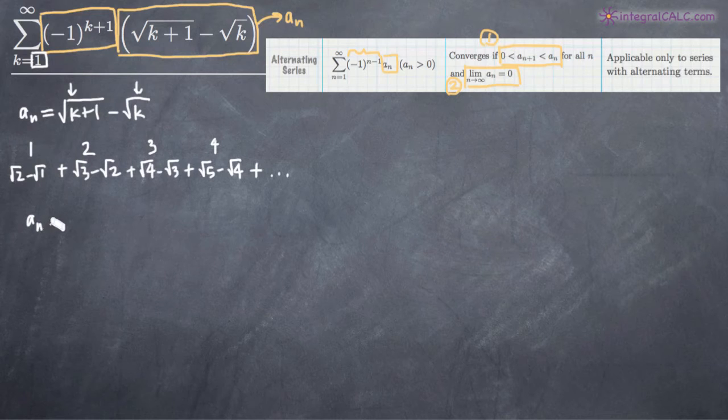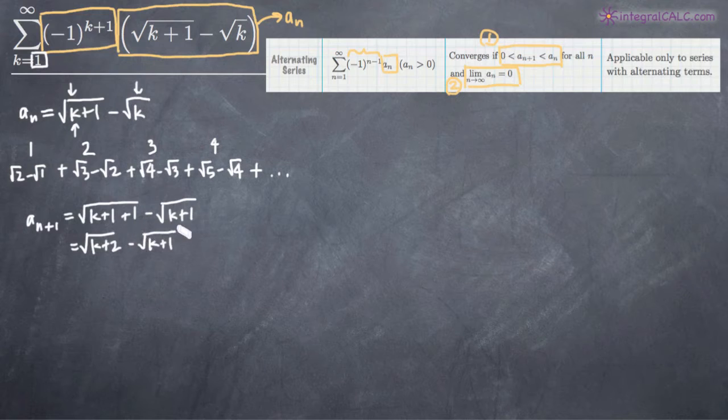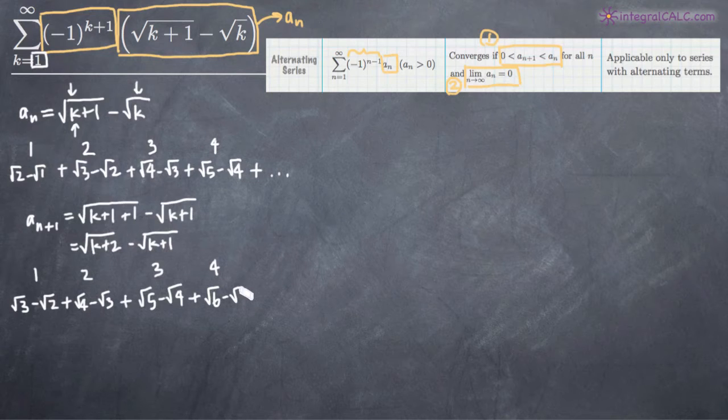Then if we look at a sub n plus 1, the first thing that we can try is just to replace k with k plus 1. So k plus 1 is going to go in for k, and then we'll have another plus 1, and we plug in k plus 1 for the second k as well. When we do that, we get the square root of k plus 2 minus the square root of k plus 1. If we plug in 1, 2, 3, and 4 again, starting with 1, we'll get the square root of 3 minus the square root of 2, plus the square root of 4 minus the square root of 3 when we plug in 2, plus the square root of 5 minus the square root of 4 when we plug in 3, and then the square root of 6 minus the square root of 5 when we plug in 4.